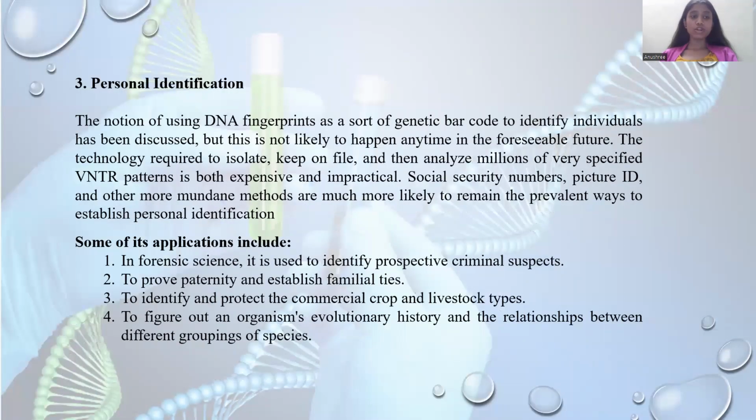Personal identification. The notion of using DNA fingerprints as a sort of genetic barcode to identify individuals has been discussed, but this is not likely to happen anytime in the foreseeable future. The technology required to isolate, keep on file, and then analyze the millions of very specific VNTR patterns is both expensive and impractical. So social security numbers, picture ID, and other more mundane methods are much more likely to remain the prevalent ways to establish personal identification.